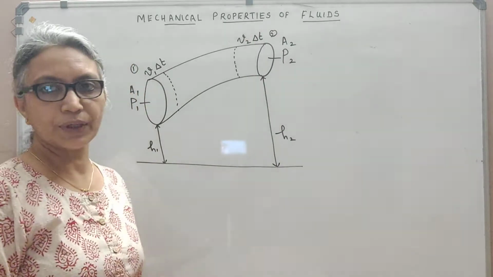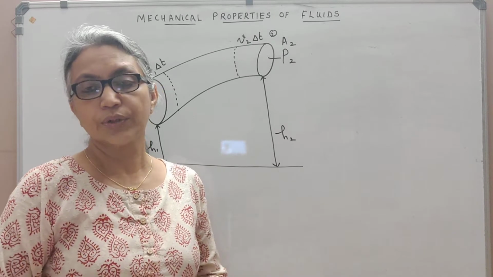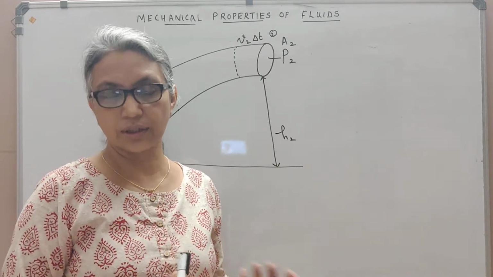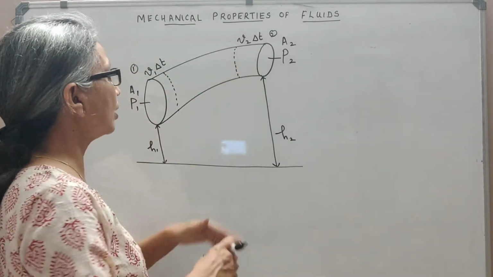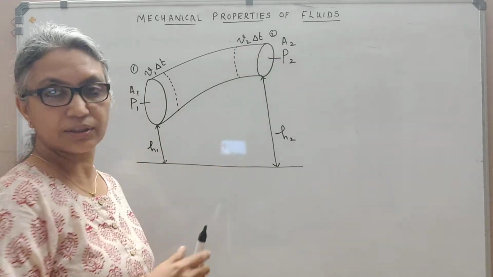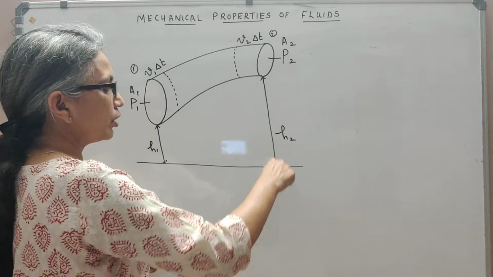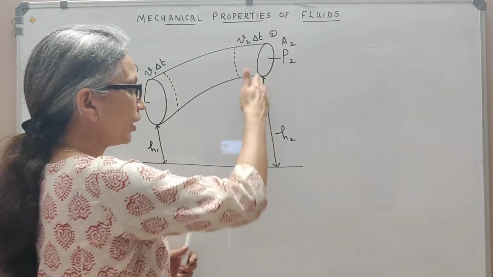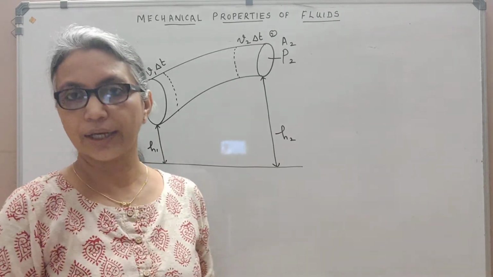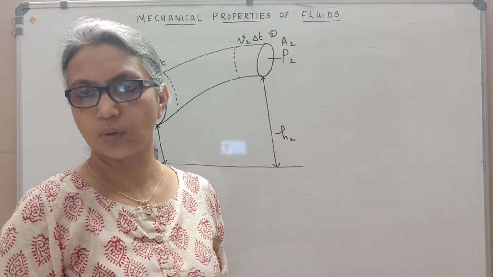Now here what we are going to apply is the work energy theorem, which you did in chapter work energy power, which says the work done is equal to the change in energy. Here there is a change in kinetic energy, because you see smaller the area of cross section, larger will be the velocity. There is also a change in potential energy, because this end is at a height h2, which is larger than the height h1. So the total change in energy will be equated to the work done.